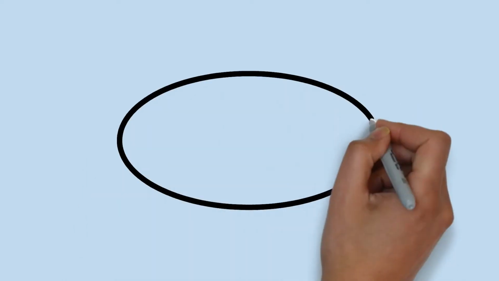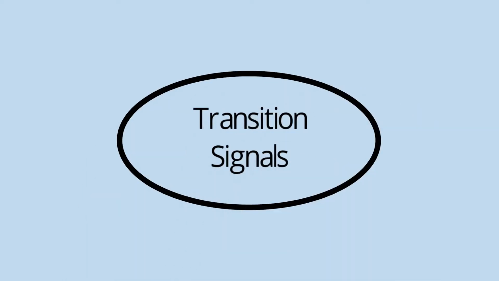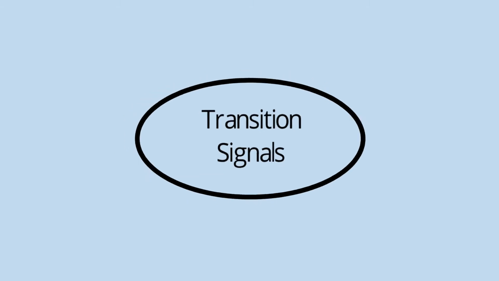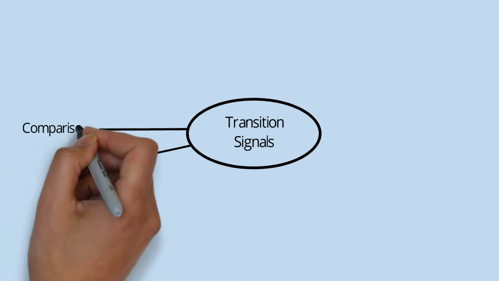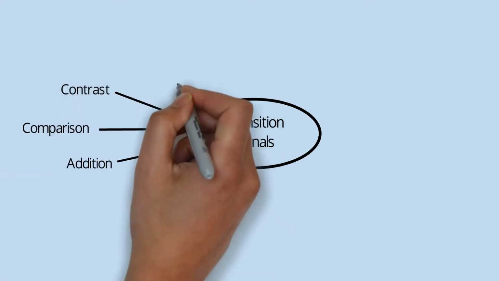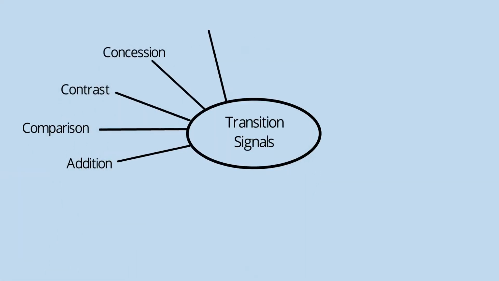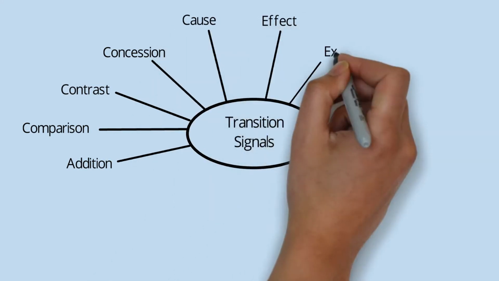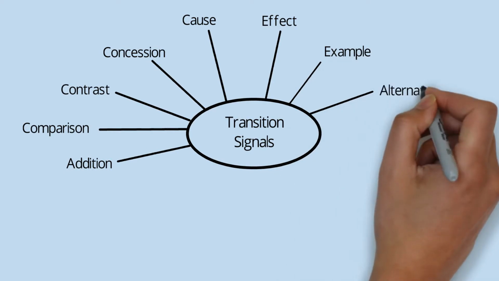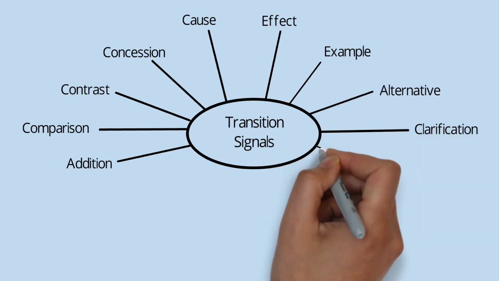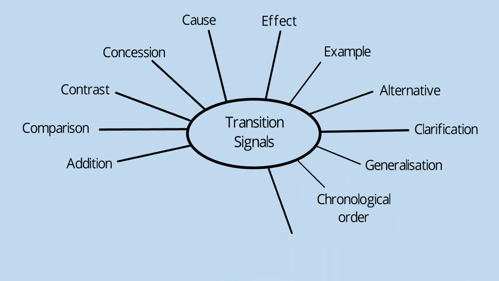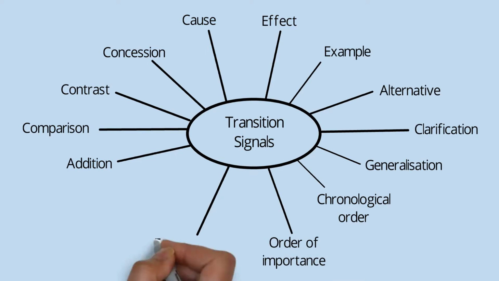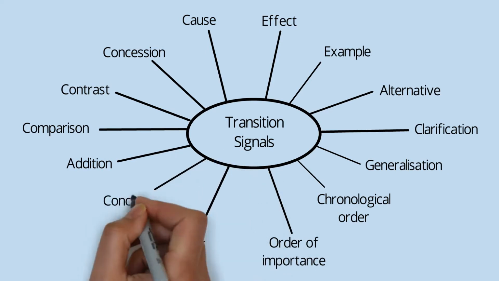So in terms of function, there are actually many different types of transition signal. The following are ones that we'll look at in this video. There are transition signals for addition, ones for comparison, for contrast, to show concession, to show cause or effect relationships, to give examples, to give alternatives, signals to clarify, to show generalization, to show chronological order or order of importance, to add emphasis, and finally to conclude.